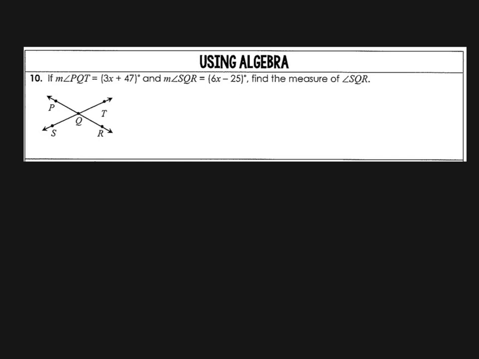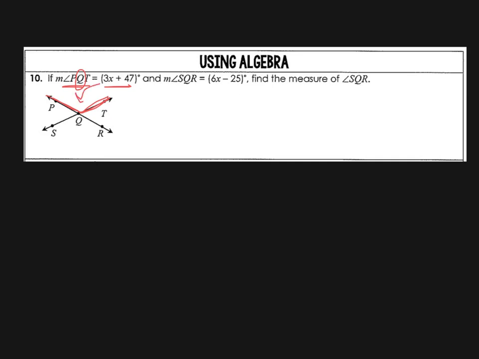Now we're really starting to step things up. We have a picture here, and they give us some information at the get-go, which is the measure of angle PQT. So the first thing you really need to do is go find that in the picture. So angle PQT is right here. Remember that the middle letter Q is always going to be the vertex of the angle. So PQT is there. And so the measure of that angle is 3x plus 47.